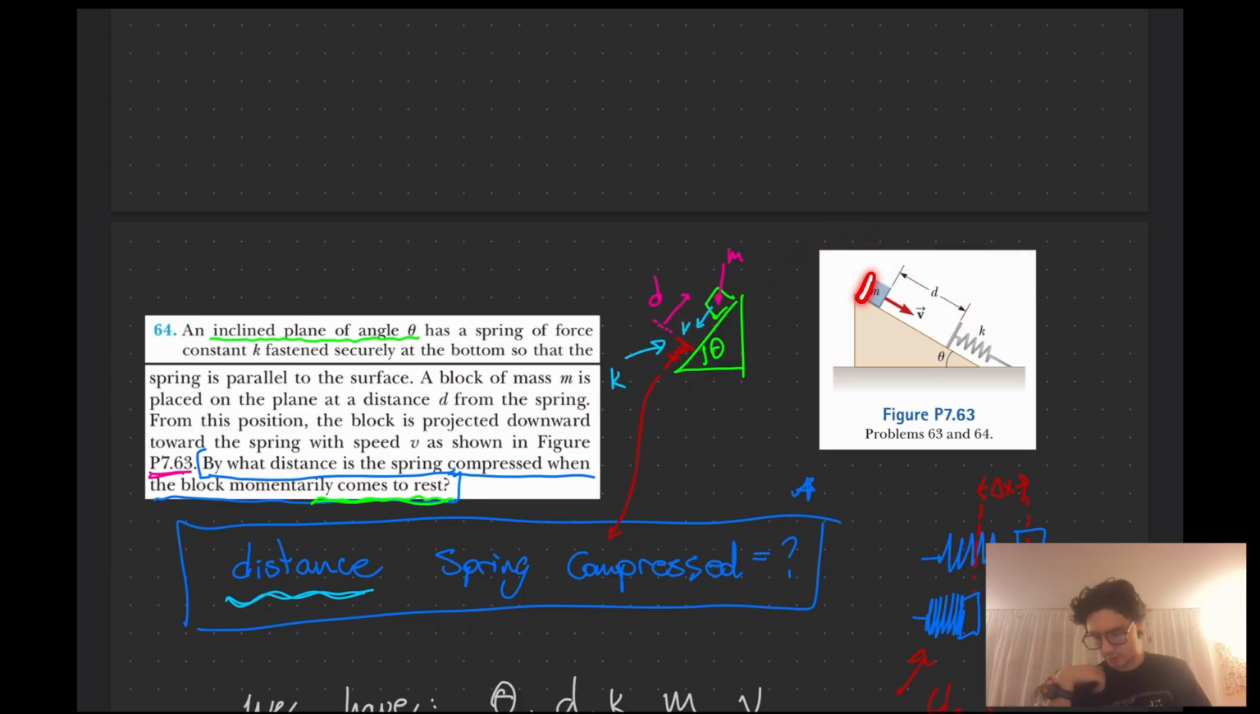So originally the block is up here, right? A distance y. What is this distance? I don't know, but we have a theta here and we have some distance here, so we can probably find this y using SOHCAHTOA. The block then slides down this way.